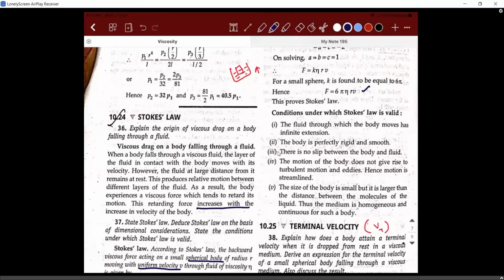Fourth, the motion of the object does not give rise to turbulent motion and eddies. So it should move steadily. Hence, the motion is streamlined. Last, the size of the object is small, but it is larger than the distance between the molecules in the liquid. So if you take the distance between two consecutive molecules in the liquid, the size of the ball should be comparatively of greater value, but on the whole, it should be of a small value. So it's a small sphere that you take into consideration. Where is the object considered to be at rest?